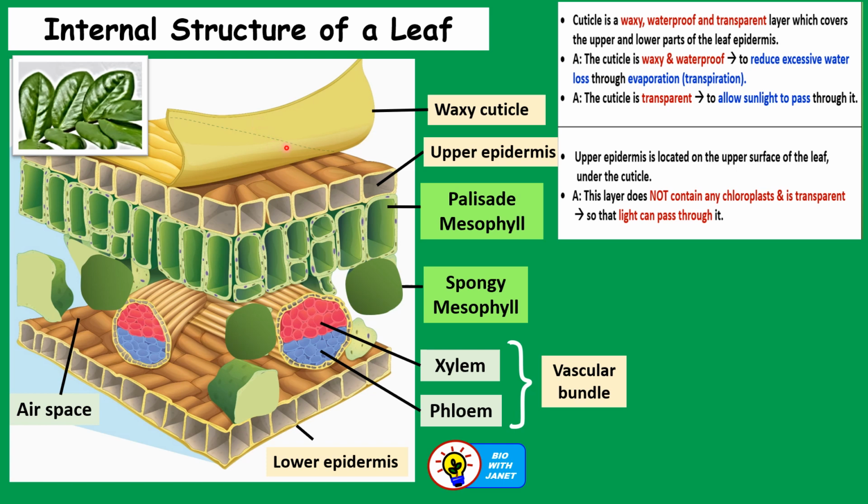Now, second adaptation. The A here stands for adaptation. The cuticle is transparent to allow sunlight to pass through it to the palisade mesophyll cells for photosynthesis.